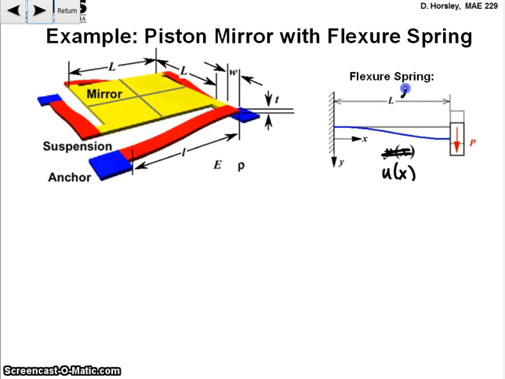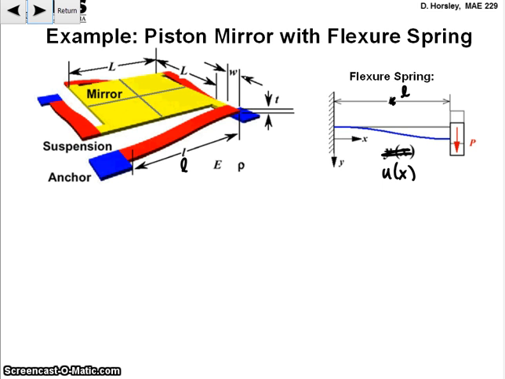I'm going to write it as little script L. Okay, so this is little script L. This is the length of those flexures. And they have some width to them, W, and some thickness, T, right? So this T is the usual film thickness, and this little W is the width of the beam.